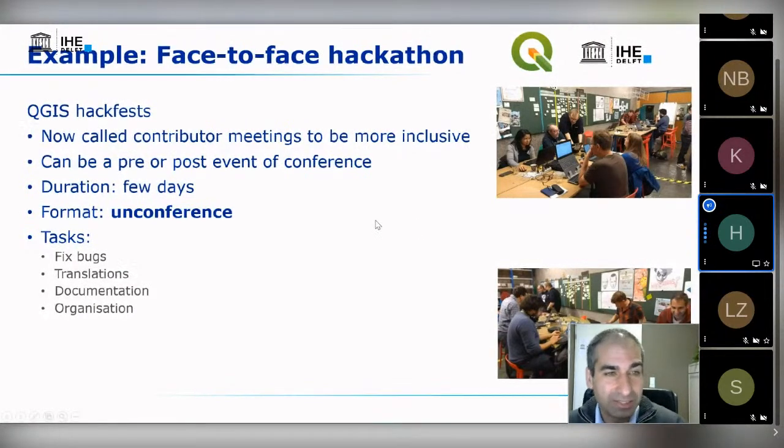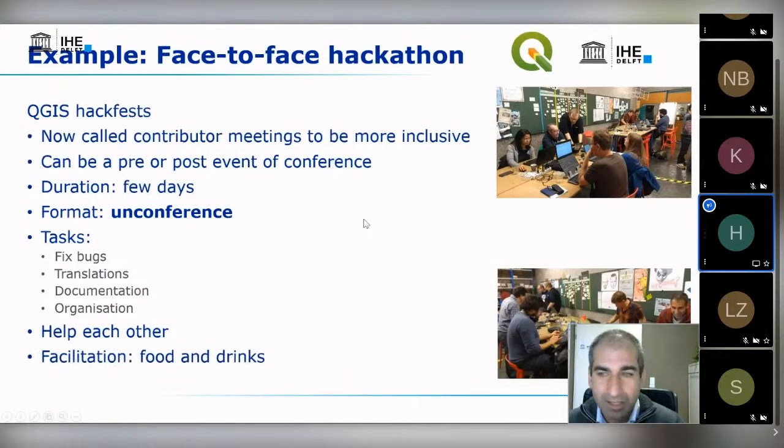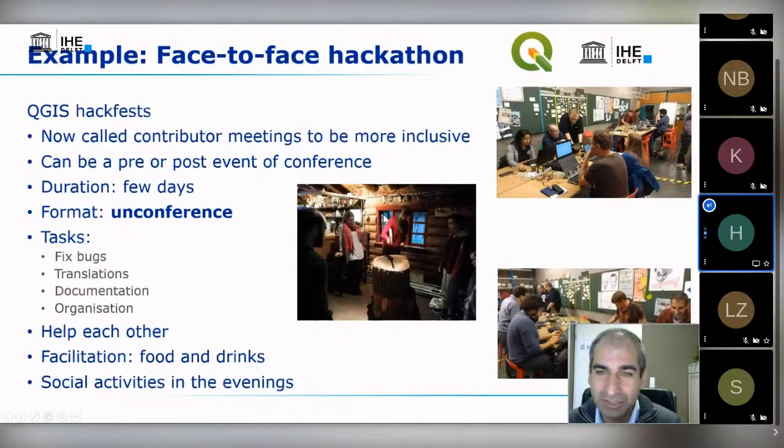And tasks are then to fix bugs of the program, do translations, work on documentation or organizational aspects. But there are many more things you can work on. And help each other and find each other, use each other's qualities. And there needs to be facilitation, there needs to be food and drinks, and social activities in the evening. And this is a nice picture from a Hackfest in Nødebo in Denmark, organized by Lene Fischer. And there we always go in the evening to this block hut where we have drinks and play traditional Danish games.